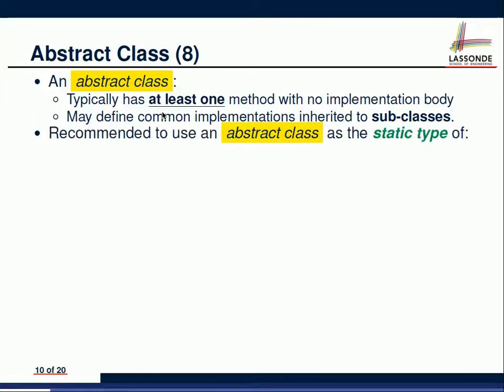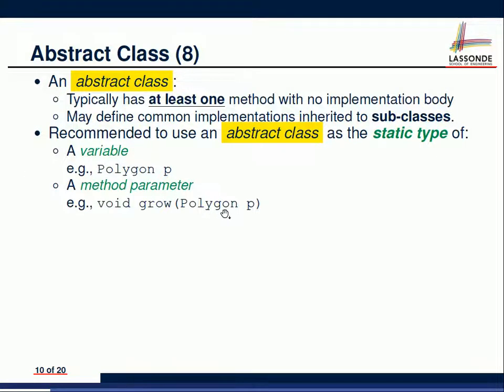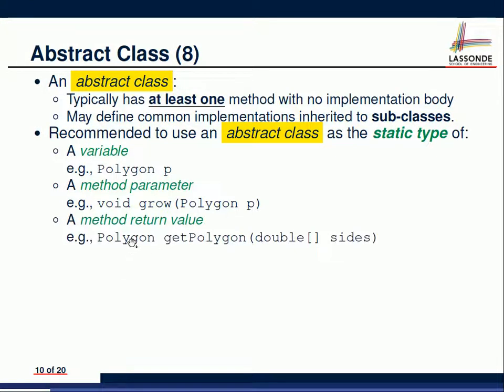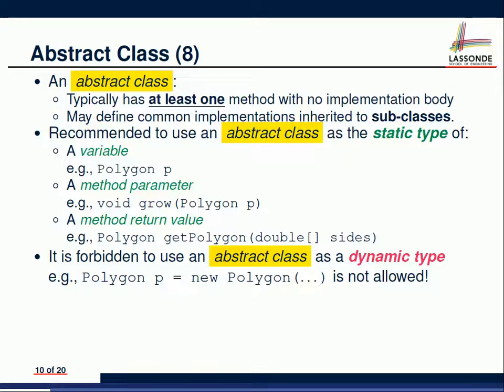And then you can declare the static type as an abstract class. You can say Polygon P, or you can say the parameter is Polygon, or you can say the return type is Polygon, which we have seen in all the cases so far. And it cannot be a dynamic type because one of the methods simply has no code, so you cannot fulfill the expectation.